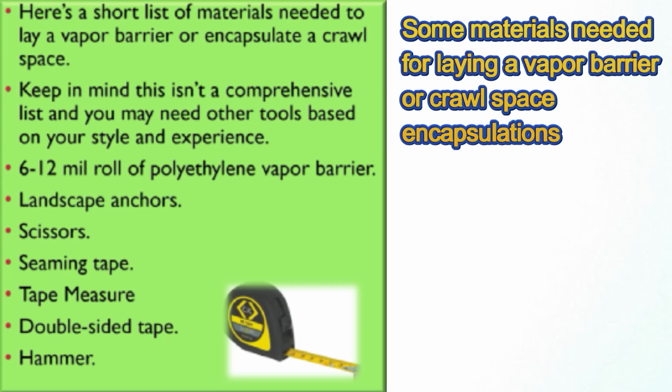There's some things you're going to need when laying a vapor barrier. Here's a short list of materials needed to lay the vapor barrier or encapsulate a crawl space. Keep in mind, this isn't a comprehensive list, and you may need other tools based on your style and experience. Up front, you're going to need a 6 to 12 mil roll of polyethylene vapor barrier. You're going to need some landscape anchors, scissors, seaming tape, and you're definitely going to need a tape measure. You're going to need double-sided tape, and you're going to need a hammer.